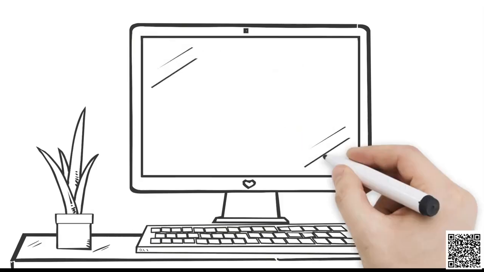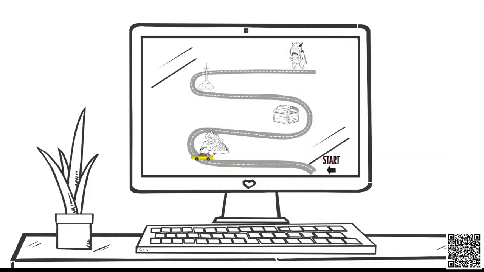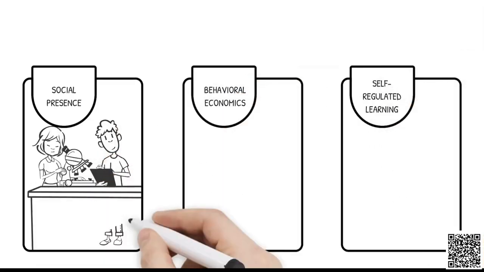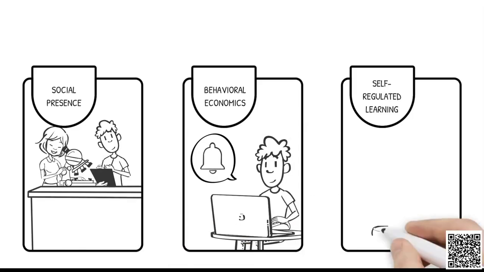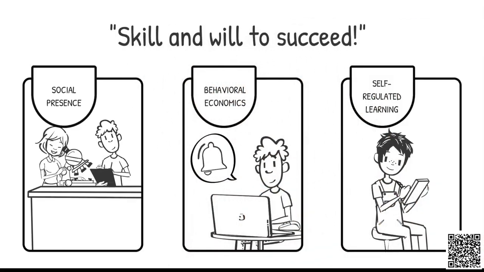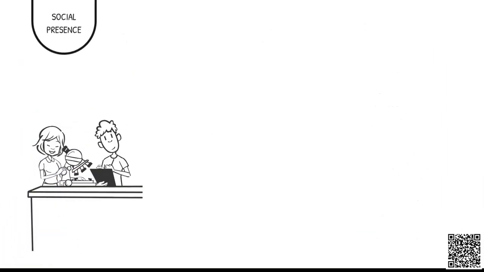Okay. Almost like how mobile games are designed, they're kind of tapping into those dopamine pathways in the brain, making learning feel more rewarding in the moment. That's amazing. By combining principles of social presence, behavioral economics, and self-regulated learning, Delphinium can create an environment that promotes both the skill and will to succeed. Starting with social presence, right? We know online learning can feel isolating. How does Delphinium change that?